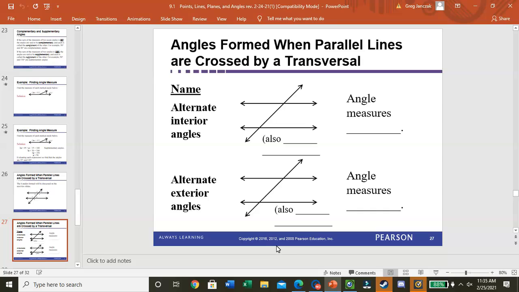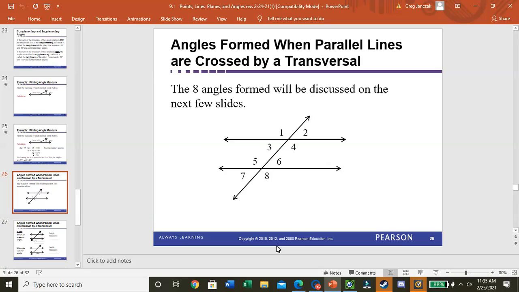All right, so what we want to fill in here is, when parallel lines are crossed by a transversal, alternate interior angles. So we want to know what are the alternate interior angles. Well, think of the interior as like the interior of a car. The interior of a car is what? Inside or outside? It's inside, right? So the interior angles are going to be angles inside or in between the parallel lines. So the interior angles are angles 3, 4, 5, and 6, right?